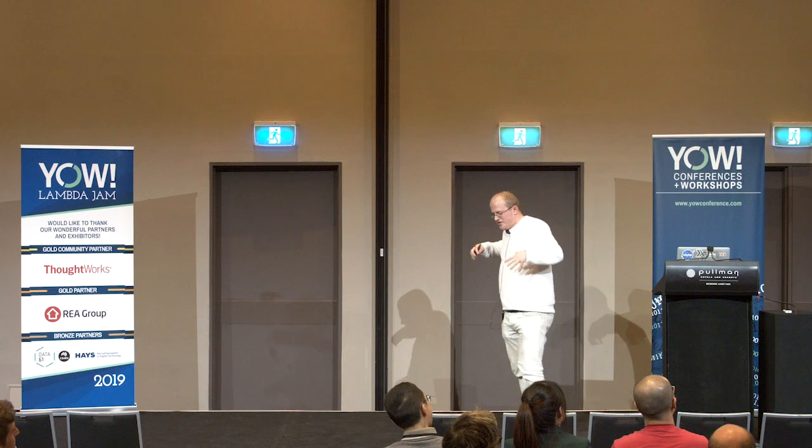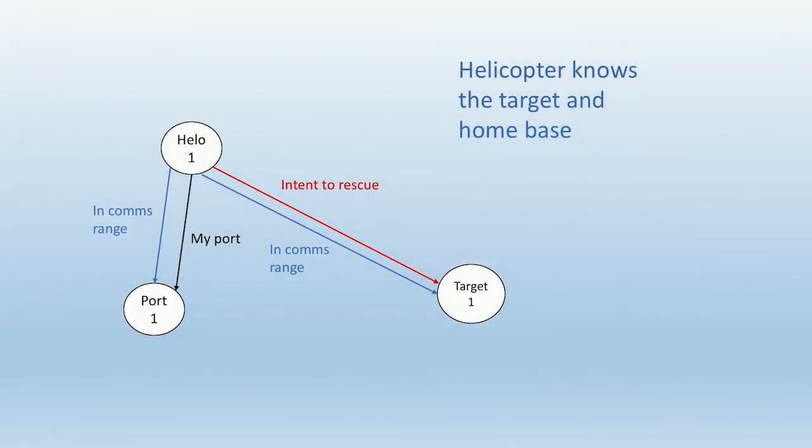So to start trying to dig out some concept of compositionality out of this domain, we can look at the graphs that represent how everything connects together. So here's one. We've got a helicopter, a port that it belongs to, and a target, which might be someone drowning in the sea, and we've got to go rescue them. And I've got different kinds of arrows here too. My port is like a static property of the helicopter. Comms range is sort of a dynamic property that will change as things change. And intent to rescue is kind of like a plan that gets built up. It's a declaration of intent. Ideally, we want all these things to connect together in a way that makes sense.